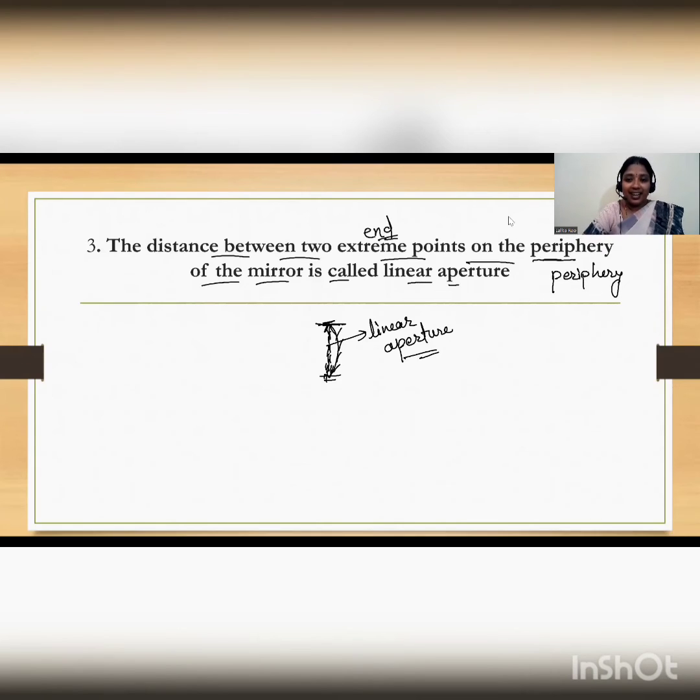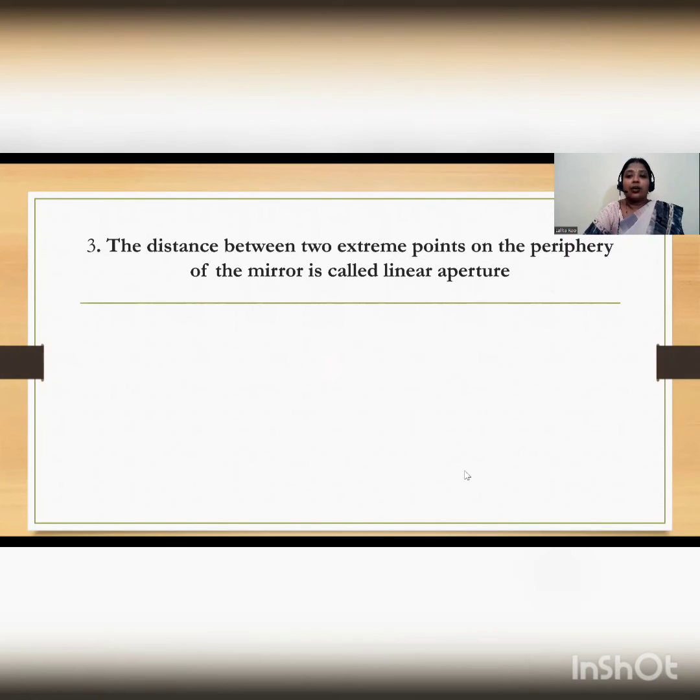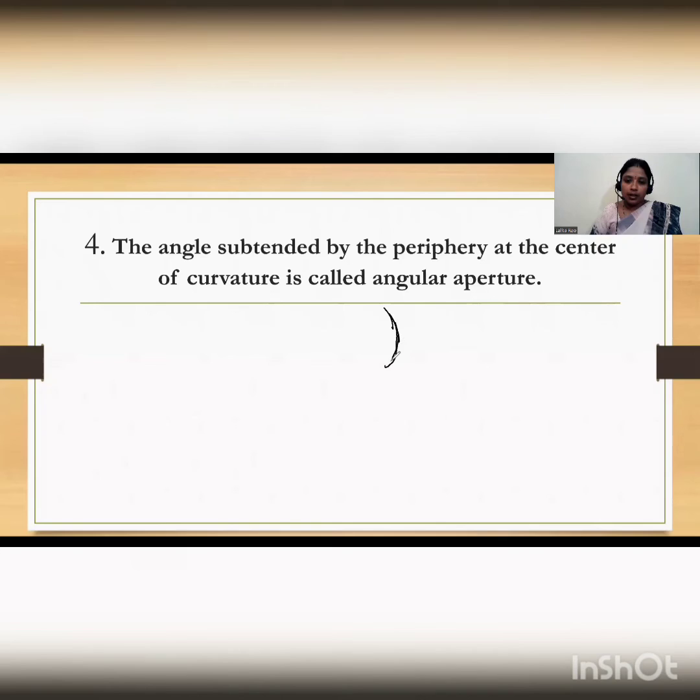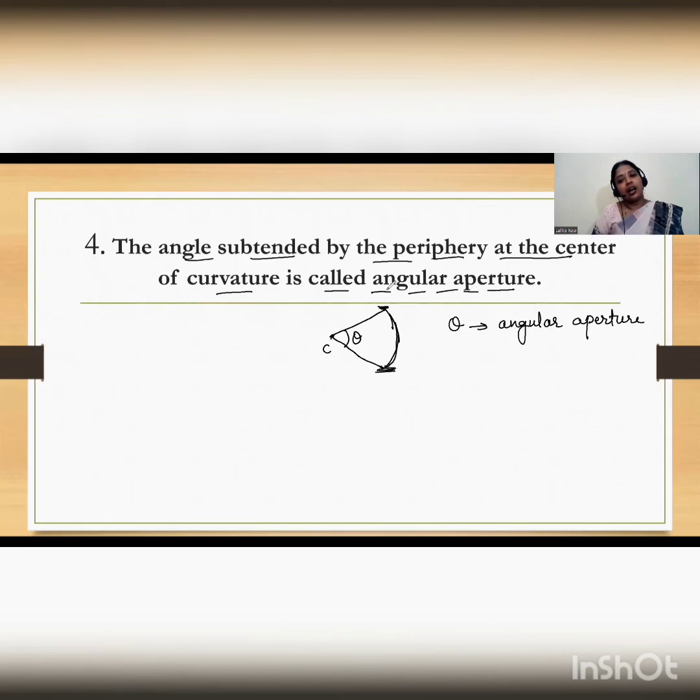Now there is another term which is not linear aperture. That term is angular aperture. Let's discuss what angular aperture is. Suppose this is a spherical mirror, and this is the center of curvature. These end points make some angle with the center of curvature. Let us say this angle is theta. So theta is the angular aperture, the area available for reflection but in terms of angle. It is the angle subtended by the periphery endpoints at the center of curvature. That angle is known as angular aperture.